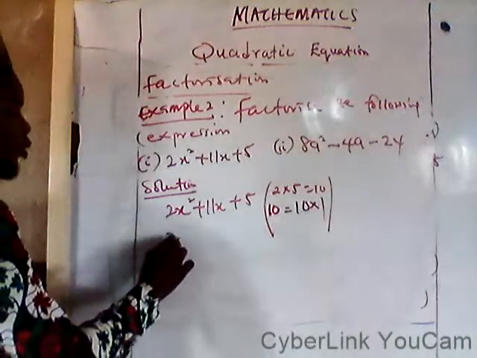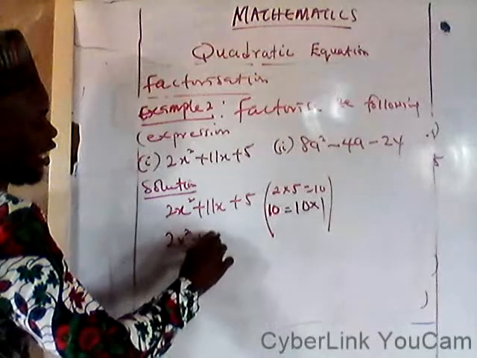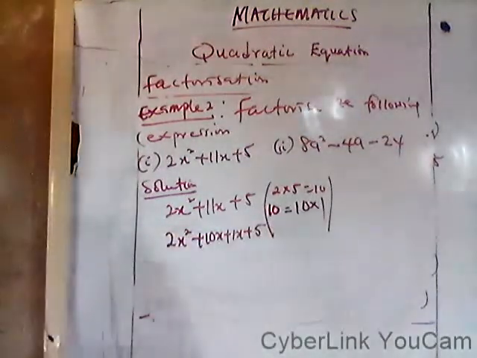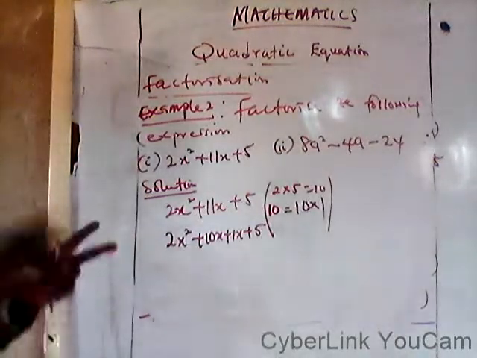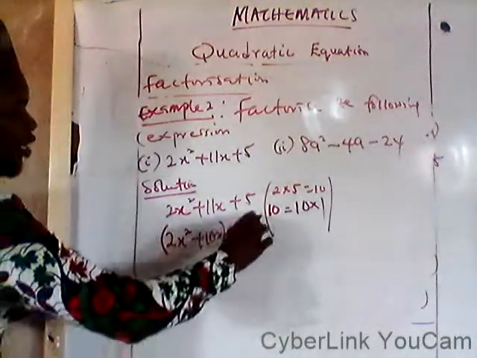So that will now be 2x squared plus 10x plus 1x plus 5. Can you see that? Now, instead of 3 items, you now have 4 items. What do you do now? You group them into 2. So you have this, and you have this.